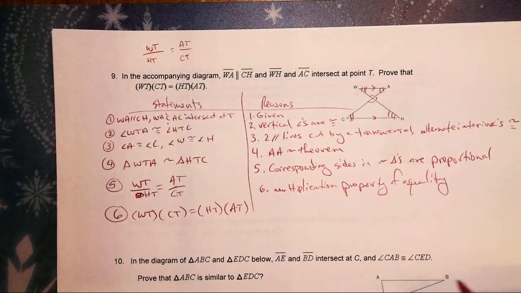So we have these, we want to prove the triangles are similar. We know that CAB and CED are equal. This is extremely easy to do. So our given, we have triangle ABC, triangle EDC, AE intersects BC at C, and angle CAB is congruent to angle CED. That's given.